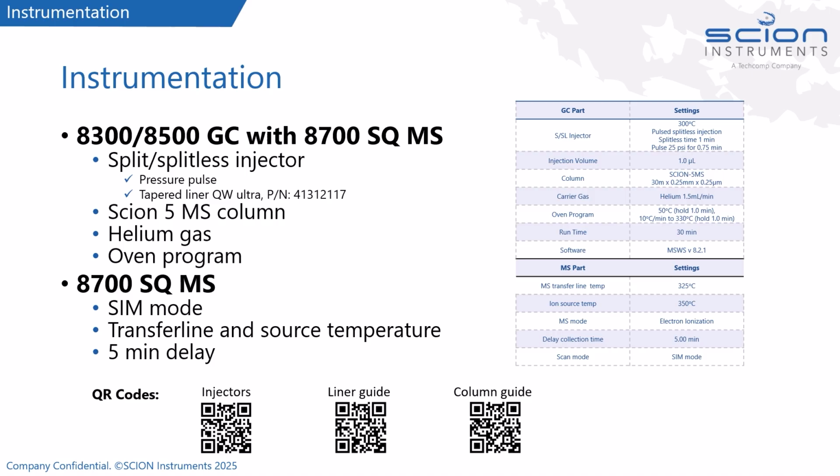The transfer line and source temperature are chosen almost higher than the highest oven temperature to keep the compounds volatilized. The transfer line temperature is set at 325 degrees and the source at 350 degrees. A 5-minute delay collection time is set to avoid measuring the solvent peak, which will lead to faster contamination in the source. You can learn more about injectors, liners, and columns by clicking on the QR codes on the bottom.